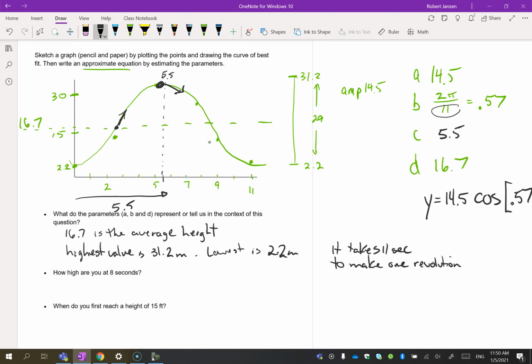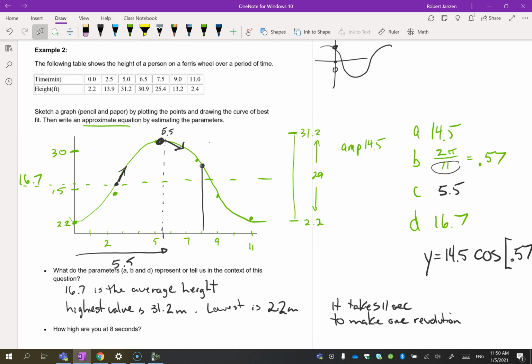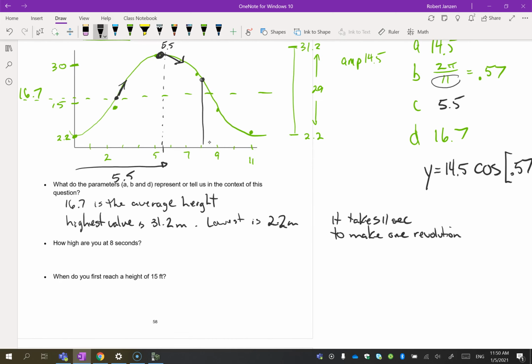Okay, how high are you at 8 seconds? Again, if we put this in the calculator, it would be fairly easy to do. But for us, we're going to go here and we're going to say this is approximately what? Well, we know that at 7.5 it was 25. This is a little bit lower. I don't know, do you want to say 22 feet or 22 meters? Okay. As long as you're showing where that answer comes from, not too serious.